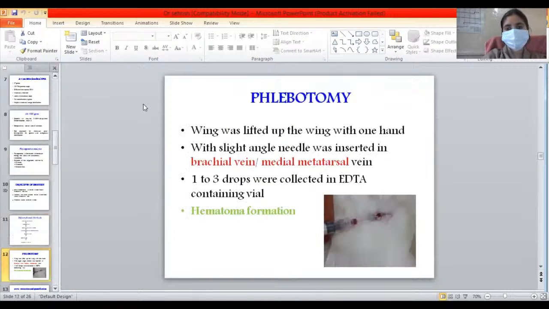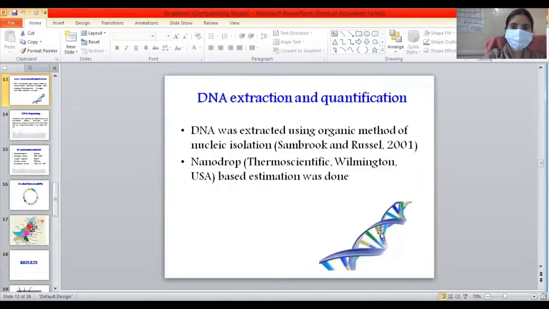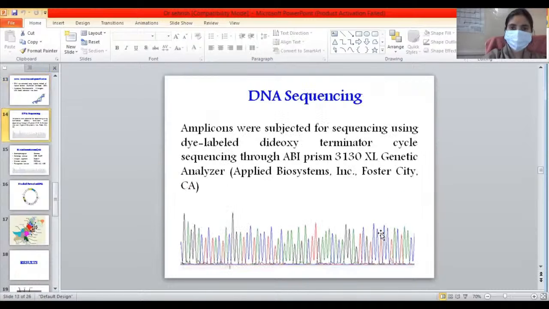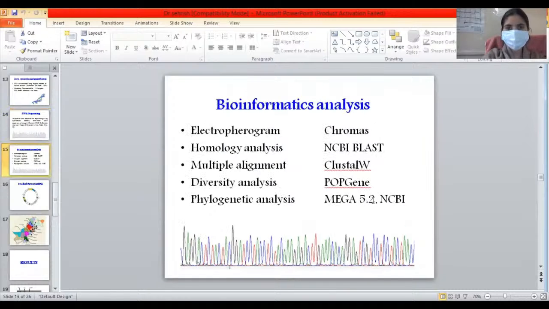This slide shows how we puncture the brachial vein and then get the blood samples. DNA extraction was done using the organic method, as already mentioned, and DNA sequencing was performed using the 3130 XL genetic analyzer by ABI Prism. The following analyses were done. Chromatograms were studied through Chromas. Homology analysis was done by NCBI BLAST. Multiple alignment of the sequences was done using ClustalW. And for diversity analysis and phylogenetic analysis, DnaSP and MEGA5 were used respectively.